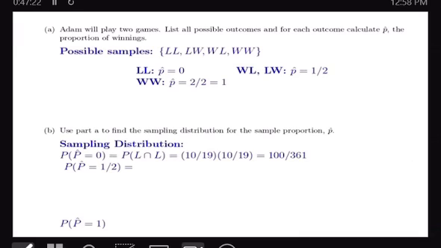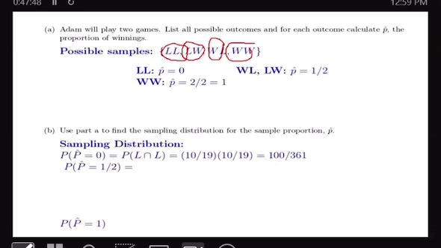He's going to play 2 games. Since he's going to play 2 games, there's going to be more than one possibility. The first possibility, he could lose the first and the second game. He could lose the first and win the second game. He could win the first and lose the second game, or he could win both. Take a look at that. Those are the elements in the sample space.